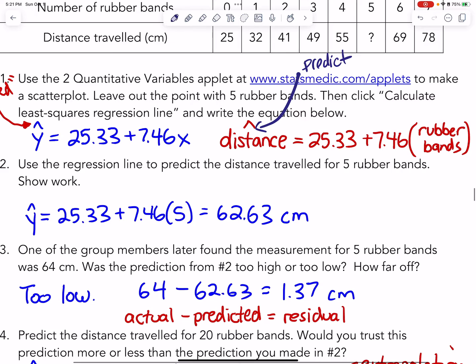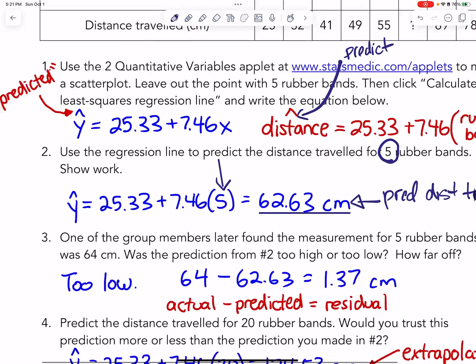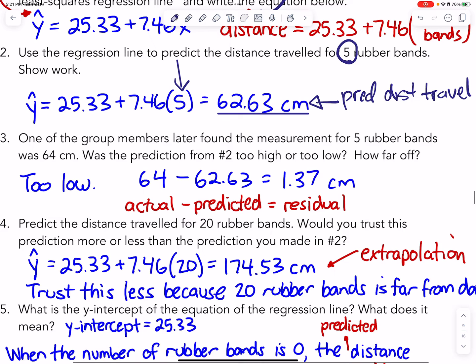Use the regression line to predict for 5 rubber bands. If I'm predicting for 5 rubber bands, remember my X is equal to rubber bands. You're just going to put the 5 into my equation. So this here is 62.63, and that's my predicted distance traveled. And remember, we put a hat over the distance to remind us that that's exactly what it means.